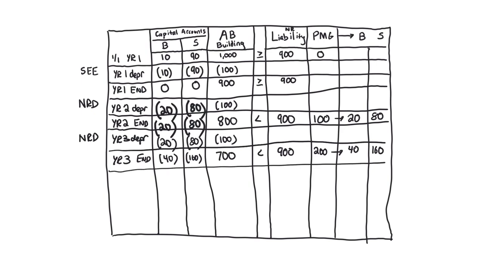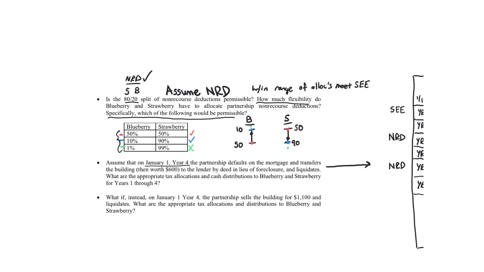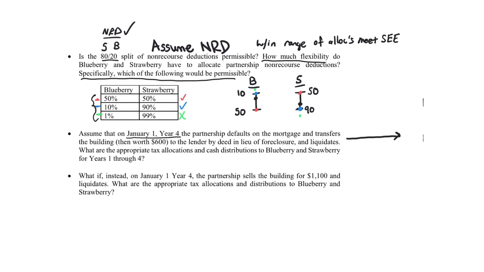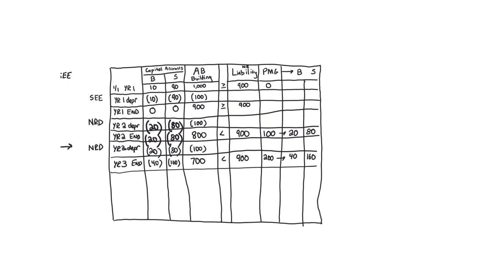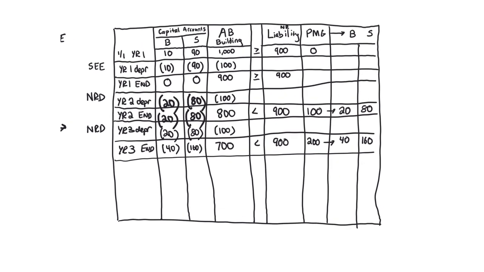So now we're at the end of year three. And the problem, as it asked us to look at, says, assume on January 1st, year four, which is the end of year three, the partnership defaults on the mortgage and transfers the building, then we're $600 to the lender. Because it's non-recourse liability. No one's responsible. The property's attached. So guess what? The lender bears the risk.